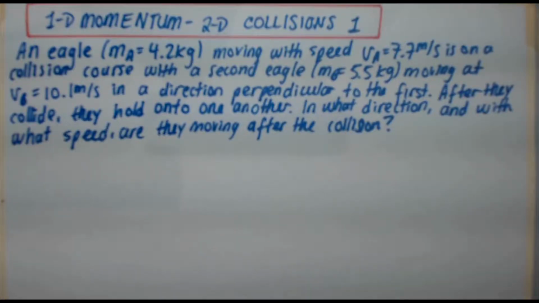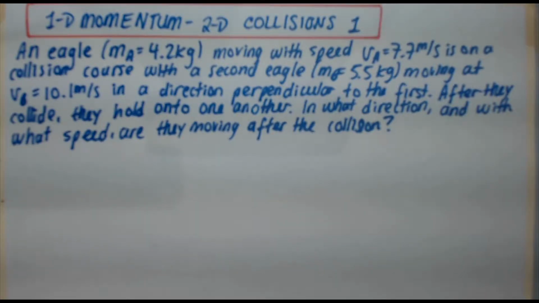Hey guys, in this video we're going to be looking at two-dimensional momentum collisions. An eagle with mass 4.2 kilograms moving with speed VA equals 7.7 meters per second is on a collision course with a second eagle, MB equals 5.5 kilograms, moving at VB equals 10.1 meters per second in a direction perpendicular to the first. After they collide, they hold on to one another. In what direction and with what speed are they moving after the collision?